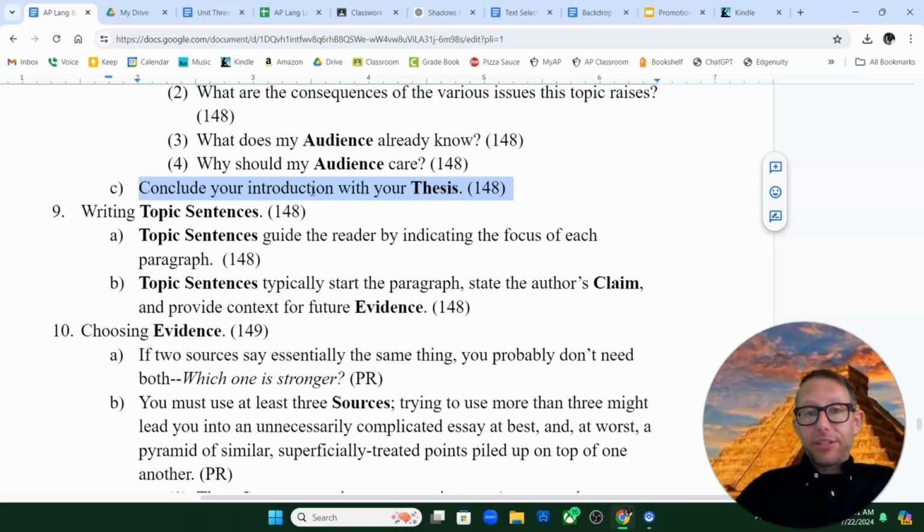Again, don't forget this is all about rhetoric, and rhetoric is the art of persuasion, and you need to have a thesis in that intro so that we know that you're persuading someone of something, okay?